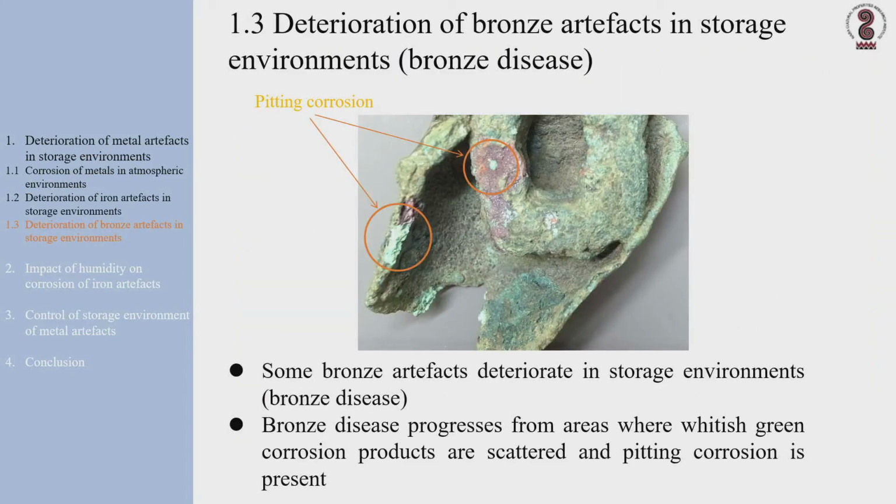Now we will take a look at the deterioration of bronze artifacts during storage. Corrosion, which occurs on stored bronze artifacts, is called bronze disease, and this problem has been known for a long time. On the slide is a photo of a bronze artifact that has developed bronze disease. In small areas of its surface, there are whitish-green powder corrosion products. Bronze disease progresses starting from these areas.